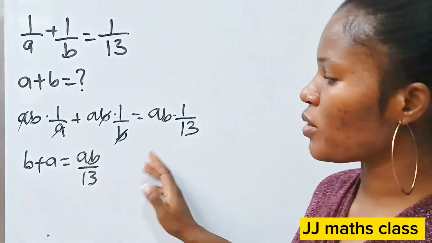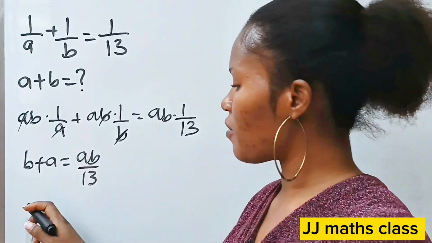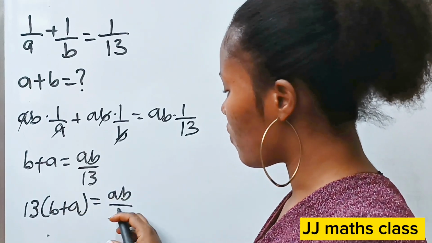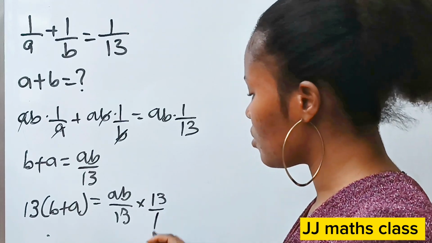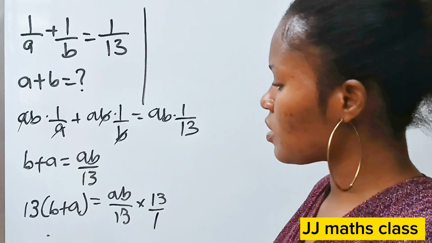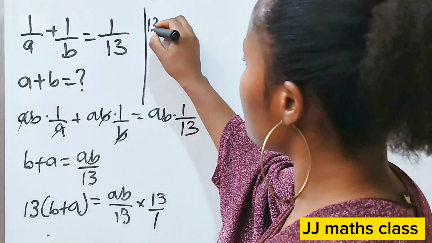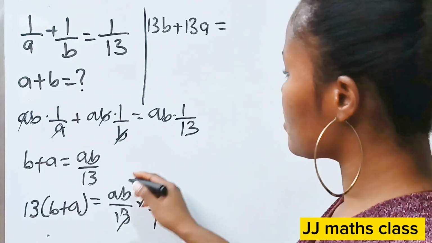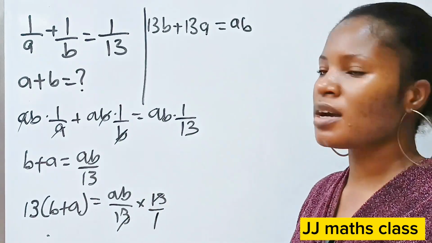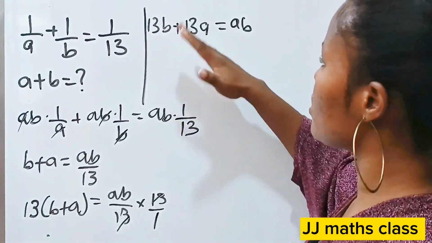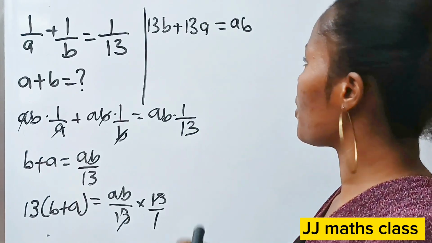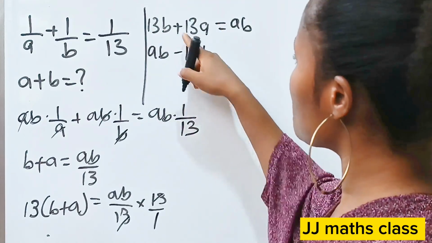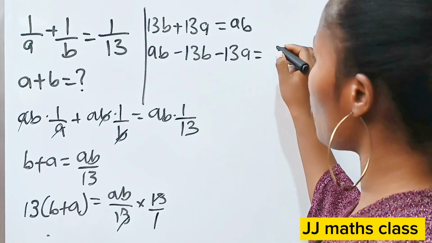Now let's clear 13 by multiplying through by 13. So we have 13 bracket b plus a is equal to ab over 13 multiplied by 13 over 1. If we open the bracket, 13 times b gives us 13b, plus 13 times a gives us 13a, is equal to 13, we cancel 13 and we have ab. All right, now let us transfer the whole of this to the other side of the equation. We have ab here already, then this will cross to become minus 13b, this will cross to become minus 13a, is equal to what?